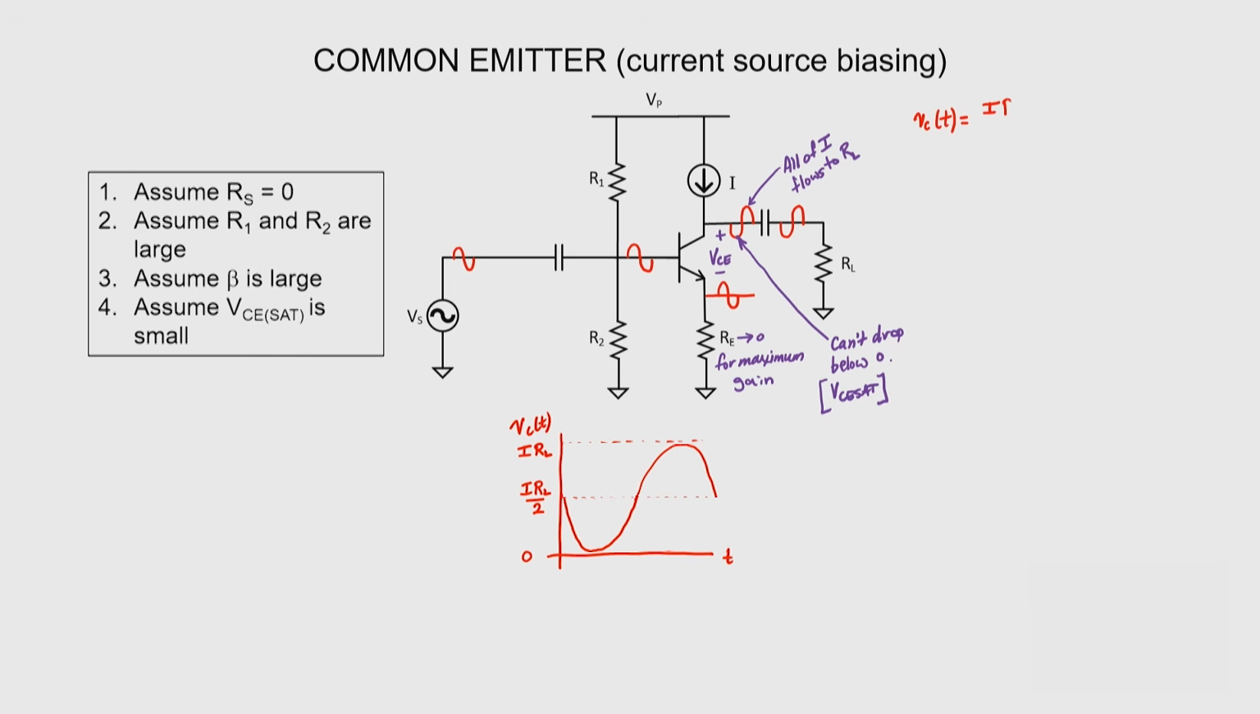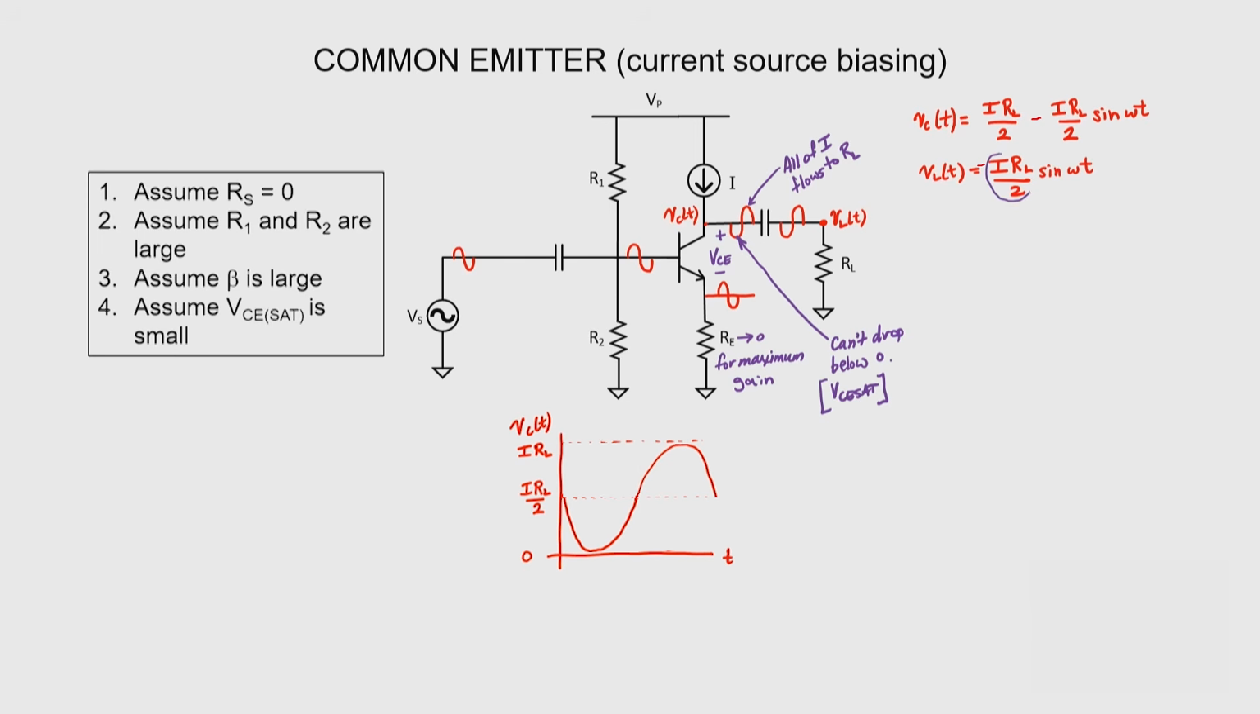It's just IR over 2. And we have superimposed or added to that a sine wave with an amplitude of IR_L over 2. Our load voltage only sees the AC portion of our collector voltage. So the capacitor effectively drops this first term here, and we'll note just the AC portion.